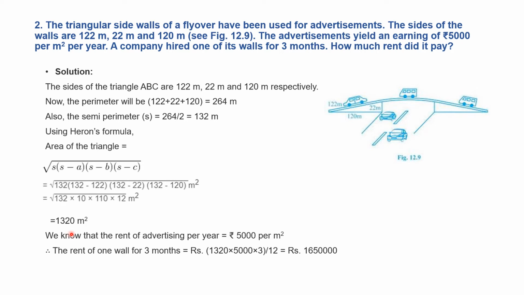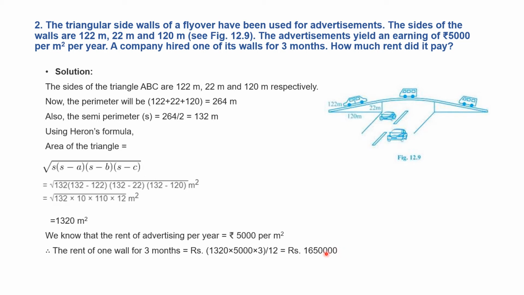This is the area. Now the question is the rent of the advertisement. For 12 months it is 5,000. So for finding 1 month, we will divide by 12. For finding 3 months, we will multiply by 3. And for finding the total cost, we will multiply by the area. So how can we get the final result? Area multiplied by earning, multiplied by 3, and divided by 12. So this is our answer, in rupees.